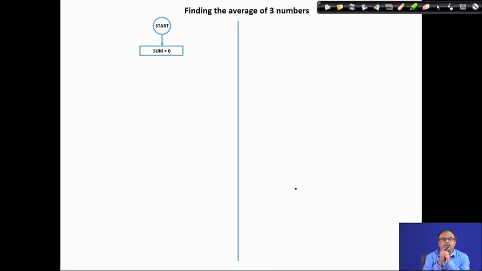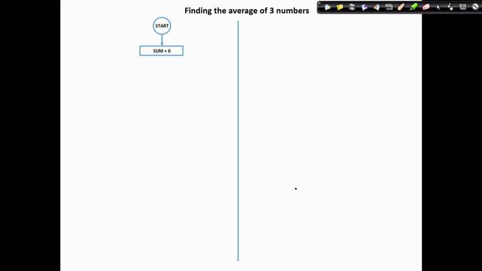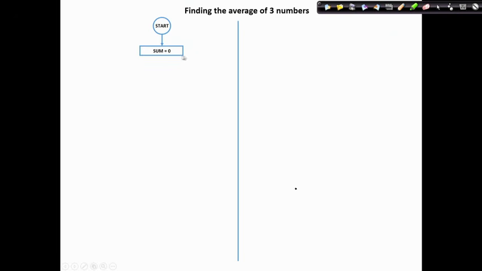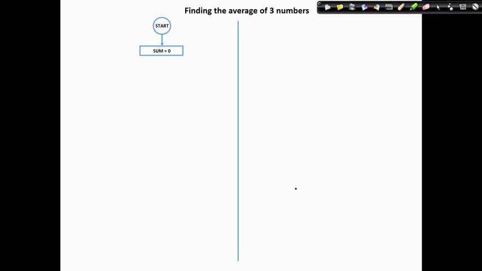Now, all of us know that in order to find the average of any set of numbers, we have to first add those numbers. So, the addition result is stated as sum. Here, when there is no number that we have already taken into account, we initialize the sum to be 0. So, right now sum is 0, right.